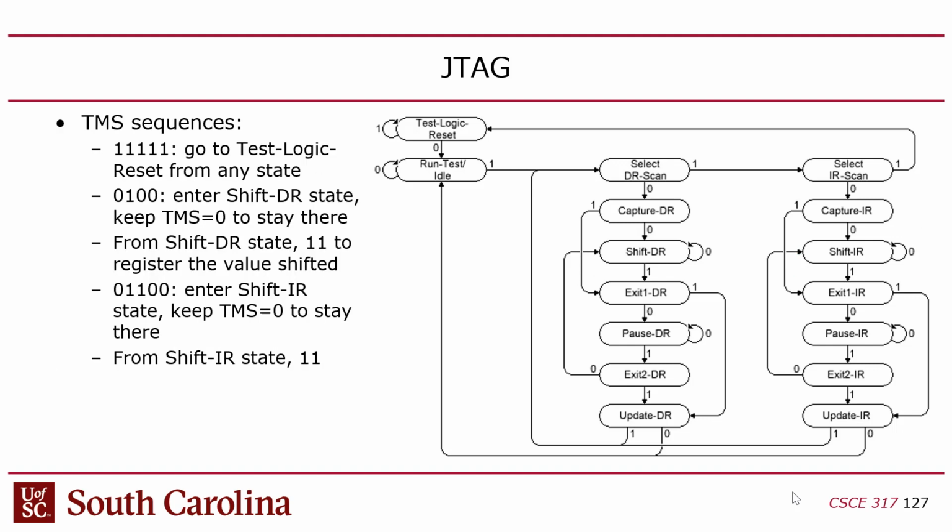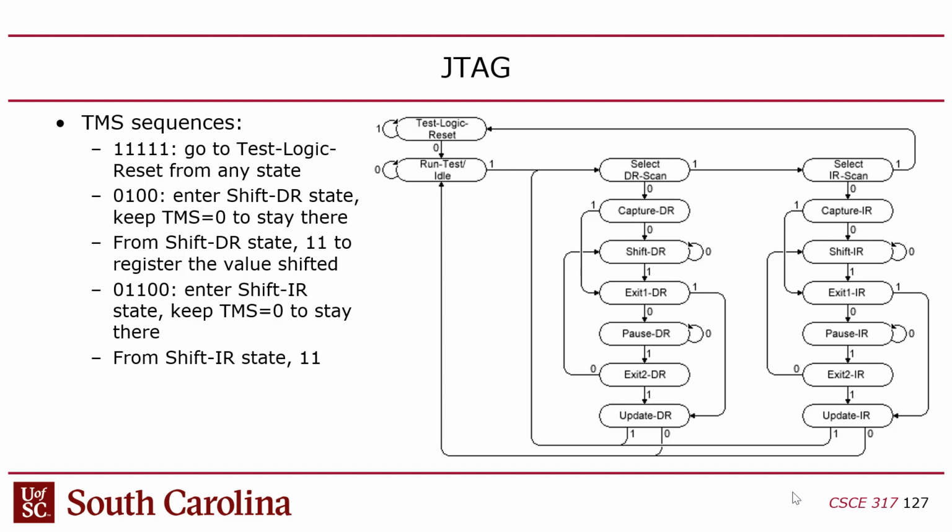Alrighty, so the TMS sequence is 11111 to go to the test logic reset from any state. 0100 enters the shift DR state. Once you get there, you leave TMS 0 to stay in that state for as long as you need to shift bits. From that data state, there's 1 that registers the value. So once you're in this state, if you go 1 and then 1, it updates the data register. So there's a 2 clock sequence to register the value. Once you shift it in, you commit it.